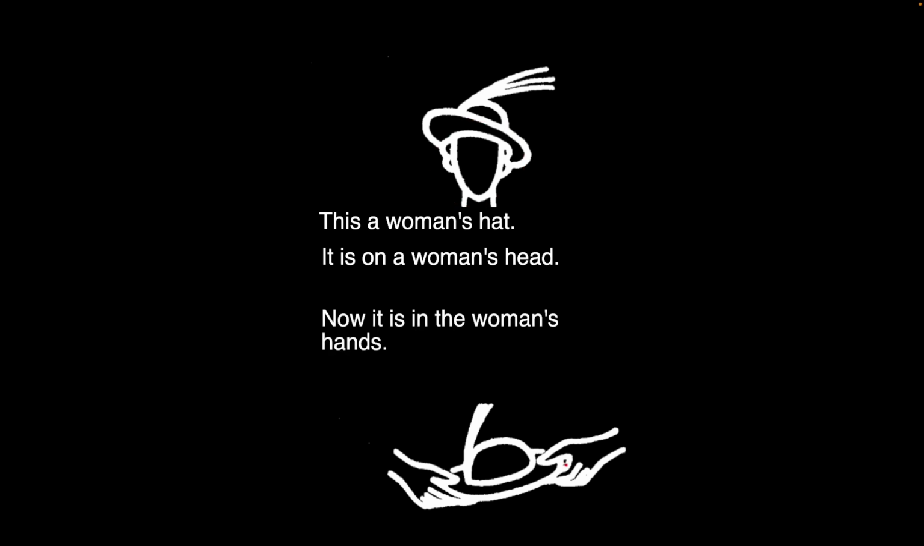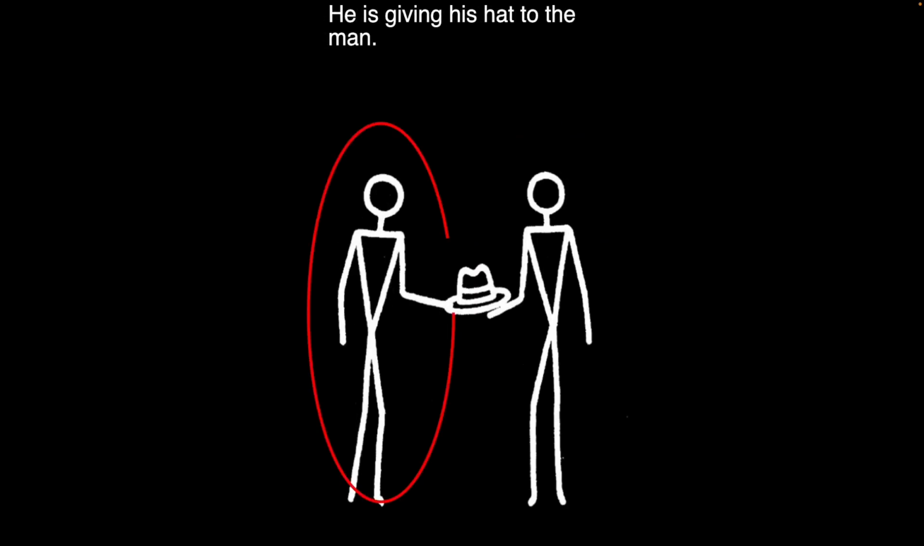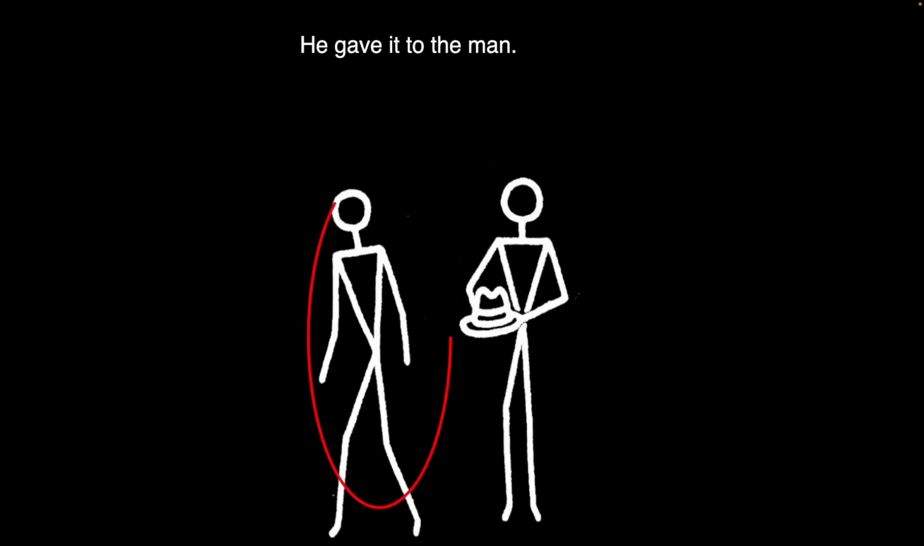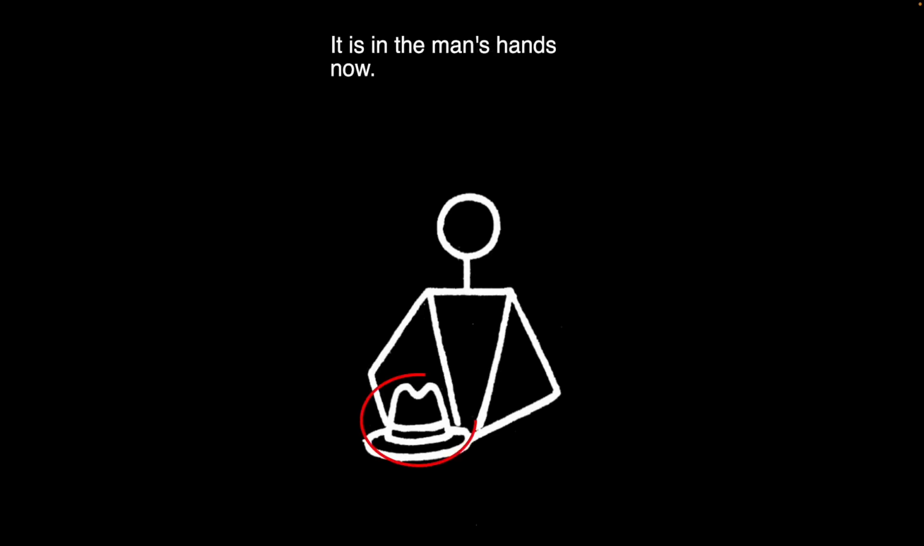This is a woman's hat. It is on a woman's head. Now it is in the woman's hands. It is in her hands. He will give his hat to the man. He is giving his hat to the man. He gave it to the man. He gave it to him. It is in the man's hands now.